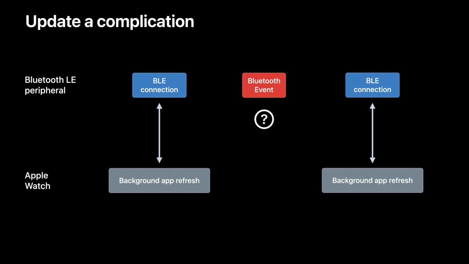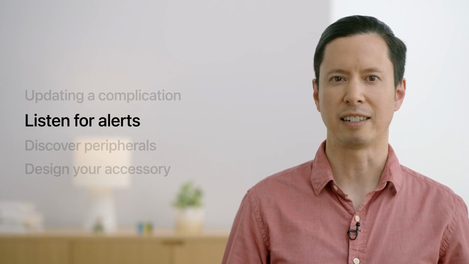But what if a time-sensitive event happens on your Bluetooth peripheral that the user wants to know about? In watchOS 9, we're introducing a way to listen for alerts from your Bluetooth accessory in the background.